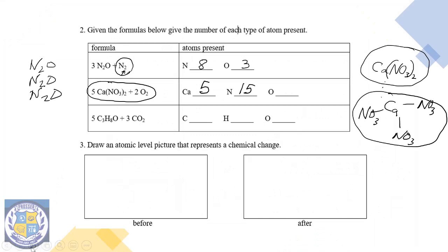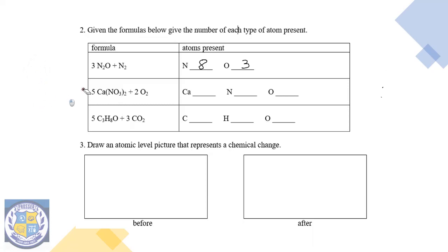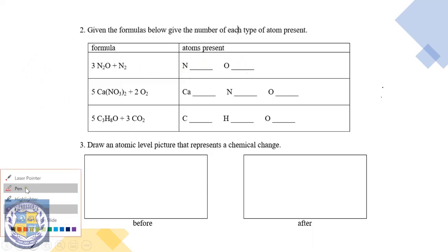I'm going to use my eraser here real quick. Okay, so in this exercise, we're going to count atoms. In order to do what we're going to be doing, which is balancing chemical reactions, we have to figure out, if we have a formula, how many total atoms of each kind are there.